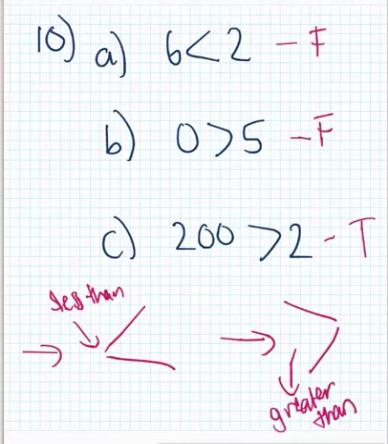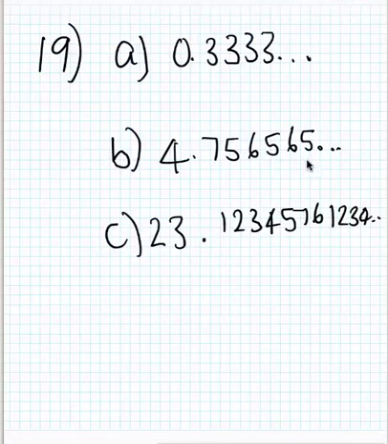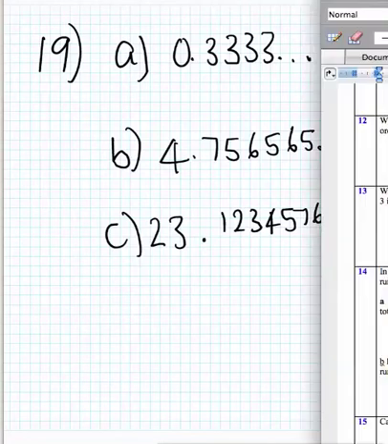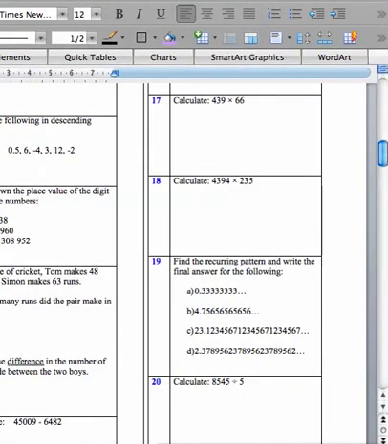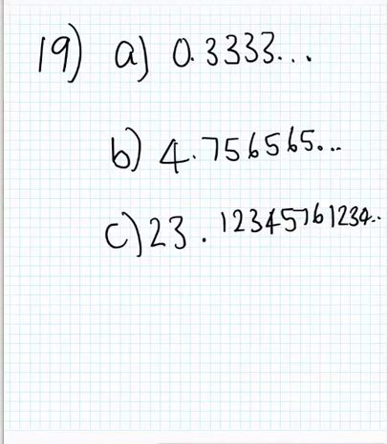Now with question 19, it asks us to find the recurring pattern and write the final answer for the following. This is the question that I'm doing here, because I'm not going to do D because I'm running out of room. So I'll do the first 3 and you should be able to do D no problem. With these ones, all we have to do is find the pattern and either use a dot or a dash to show that pattern. And that's it. We use a dot where we have one number only in our pattern. So 19A, what do you see in our pattern?